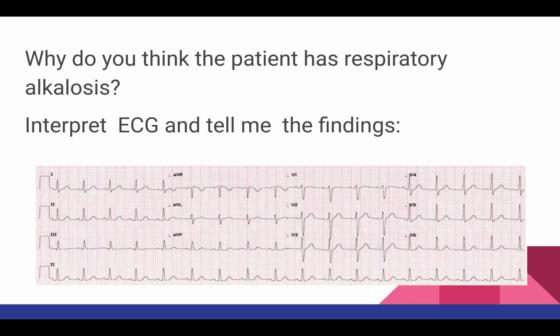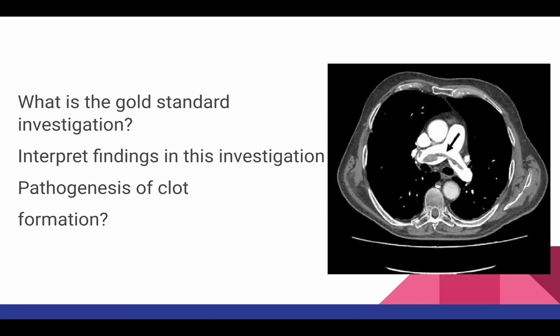Okay. So this ECG has been provided to you. Can you explain the findings? The ECG shows a sinus rhythm with tachycardia. Okay. So what is the gold standard investigation for making your diagnosis of pulmonary embolism? CTPA, sir. Okay, this is the diagram of the CTPA. Can you interpret the findings? The CTPA shows a thrombus in the pulmonary vasculature, which is suggestive of pulmonary embolism.